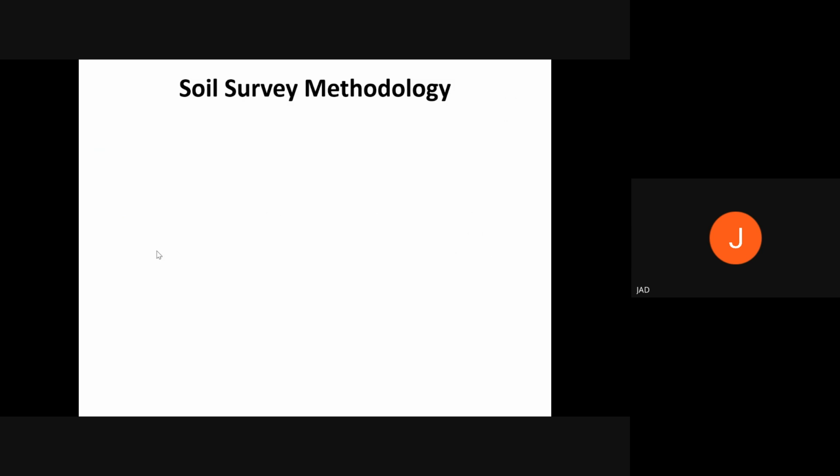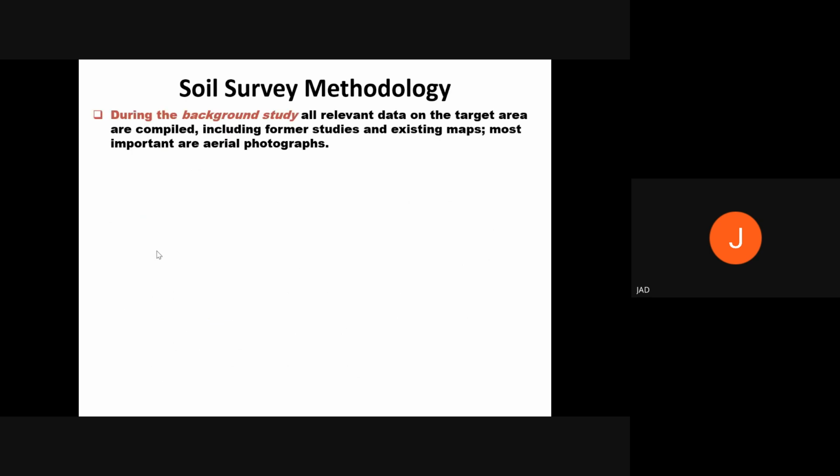Then let's look at survey methodology. What goes into survey? What are the methods? What are the things that you need to do? During the background study, all relevant data on the target area are compiled. So you cannot rely on your own knowledge on the field, but you need additional information from other sources to enable you to do a very thorough land survey.